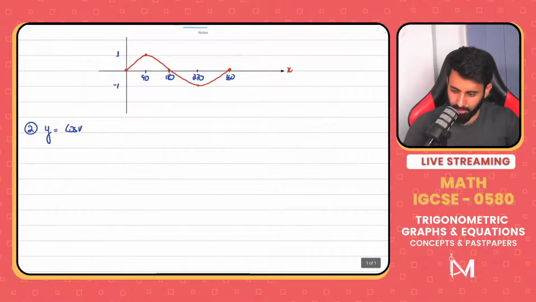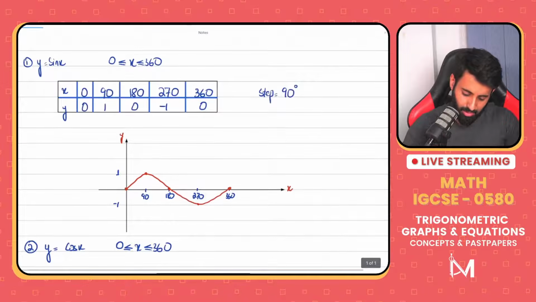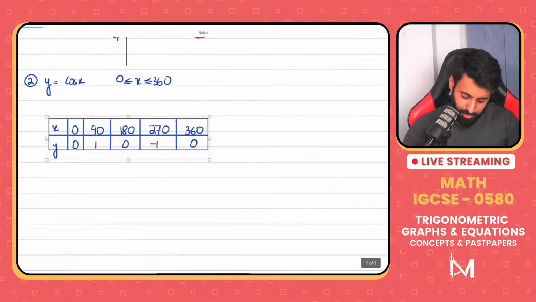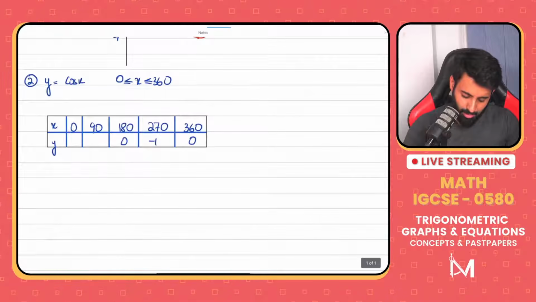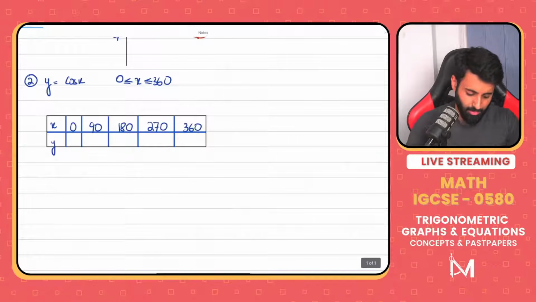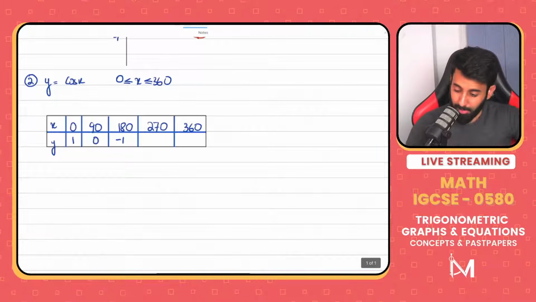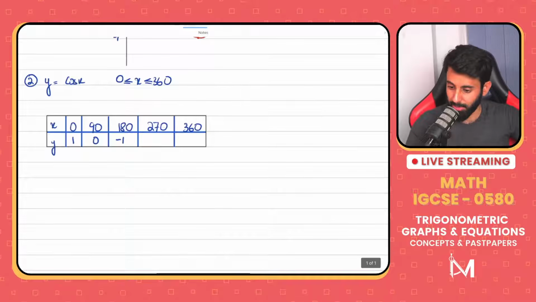So let's say you have y is equals to cos x, and x is from 0 to 360. Okay, so we'll do the exact same thing. We'll take the exact same interval of values and exact same range of values as well. Okay, but you'll notice that when you plug them in, you get slightly different values. Okay, so when you plug in 0, you will notice that you get 1. When you plug in 90, you'll notice you get 0. When you plug in 180, you'll notice that you get -1. When you plug in 270, you'll notice that you get 0. And when you plug in 360, you will notice that you get 1.